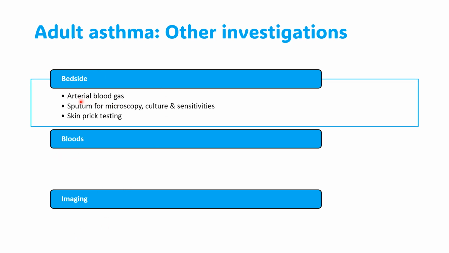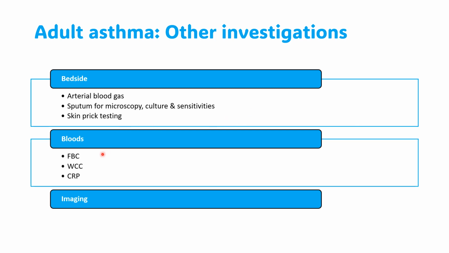So bedside, we have an arterial blood gas, an ABG. If the patient's coughing up any sputum, that wants to be sent for microscopy, culture, and sensitivities. And we can also do some skin prick testing, which can tell us more about the patient's allergies. Okay. In terms of bloods, we have a full blood count. We can look at the hemoglobin in particular. Is the patient anemic? We can look at the CRP and the white cell count can be elevated in infection, because pneumonia is also another complication of asthma.